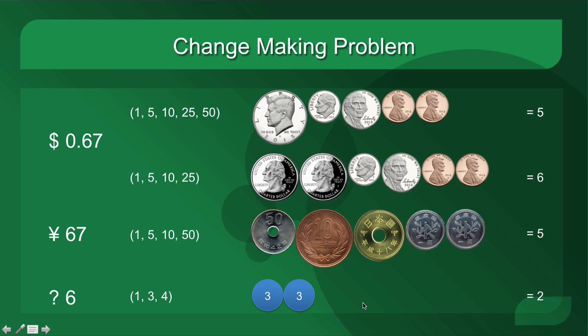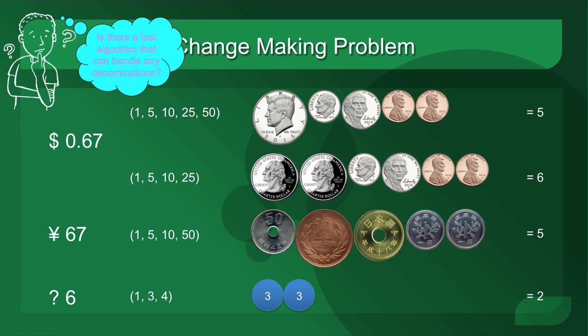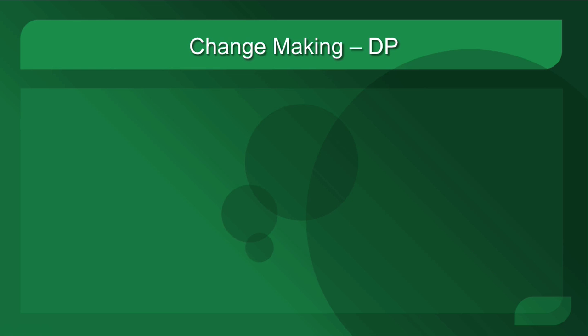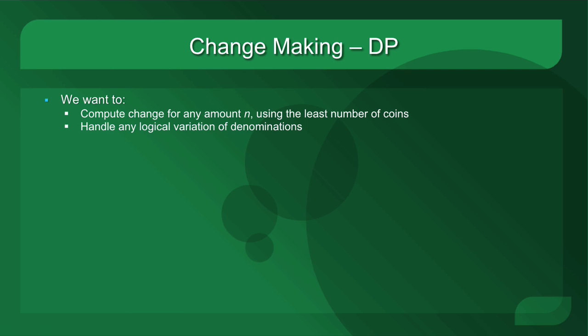And you being the good computer scientist that you are, you're saying, well, is there a fast algorithm that can handle any denominations? And the answer is dynamic programming, because that is what we're talking about here. Dynamic programming solution to change making. We want to compute change for any amount n using the least number of coins. That's our goal. We want to handle any logical variation of denominations, as we've shown on the previous slide. And when I say logical, I mean you wouldn't have a currency that would have 5 different types of 1-cent piece. And we want to exploit this principle of optimality because we're using DP. Optimal solutions are composed of optimal sub-solutions.